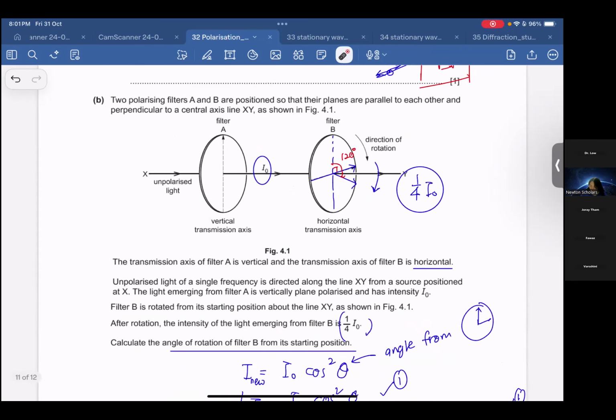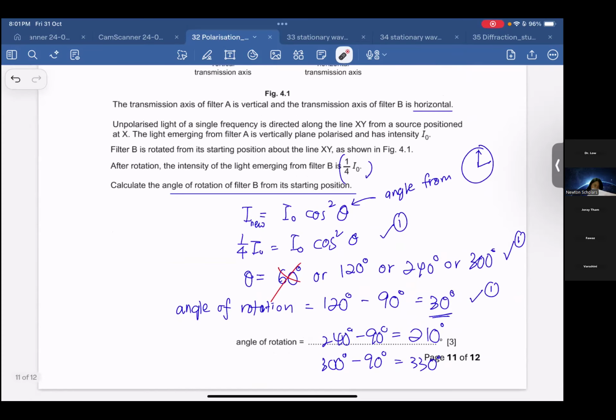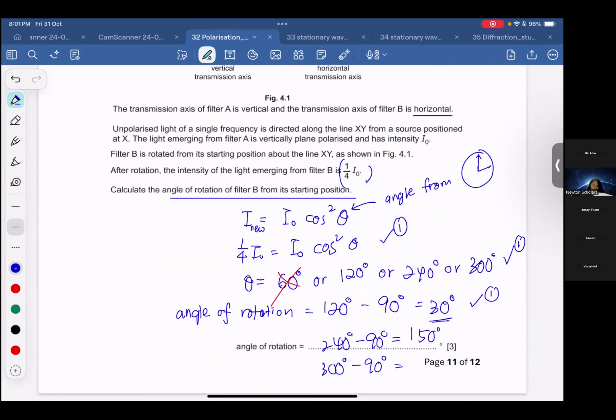So 240 minus your 90 degrees, because initially it's at 90 degrees. How much do I need to extra rotate? So 240 minus the initial 90 degrees, I know that I need to extra rotate 150 degrees. Thank you, Kai Qian. 150, 210, and one more is 330.